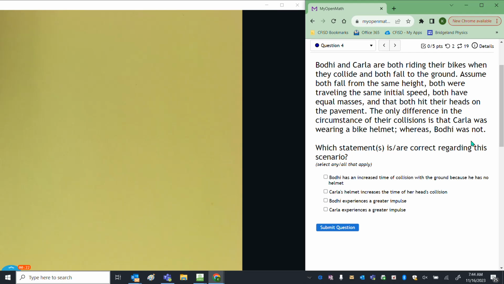Number 4 says, Bodhi and Carla are both riding their bikes when they collide and both fall to the ground. Assume both fall from the same height, both were traveling the same initial speed, both have equal masses, and that both hit their heads on the pavement. The only difference in the circumstance of their collisions is that Carla was wearing a bike helmet, whereas Bodhi was not. Which statement or statements is correct regarding this scenario? Select any or all that apply.